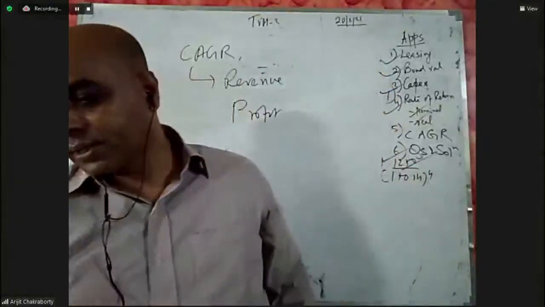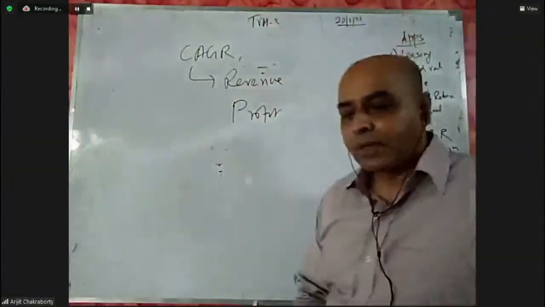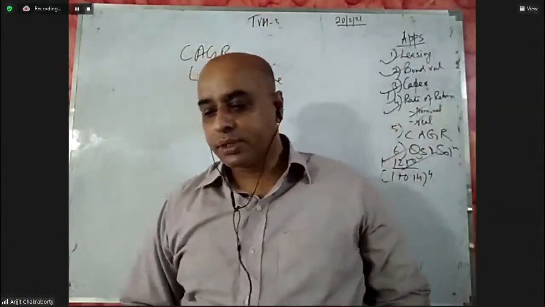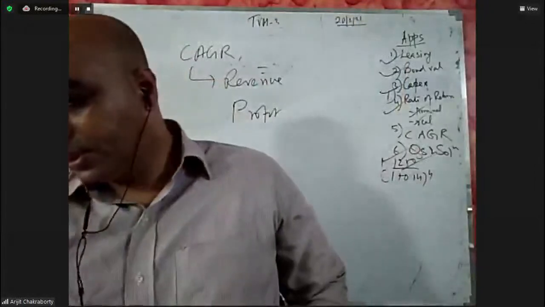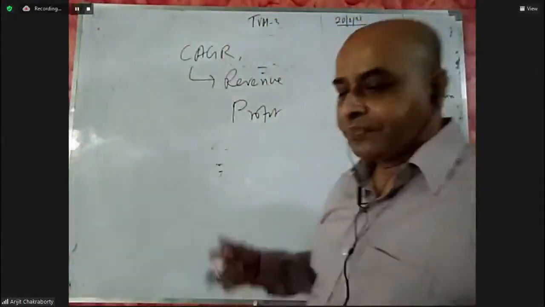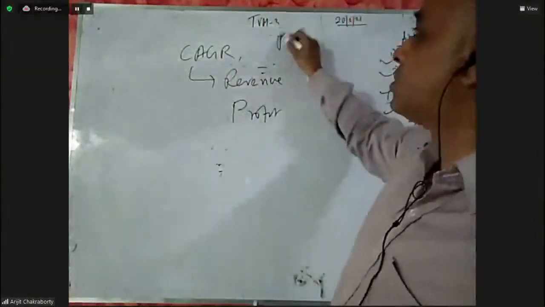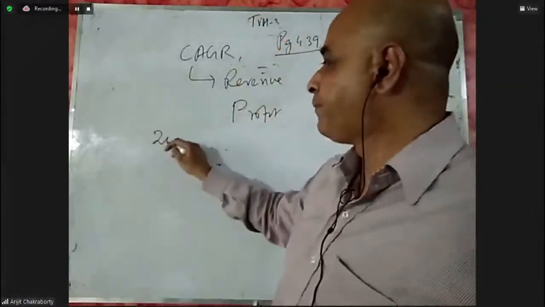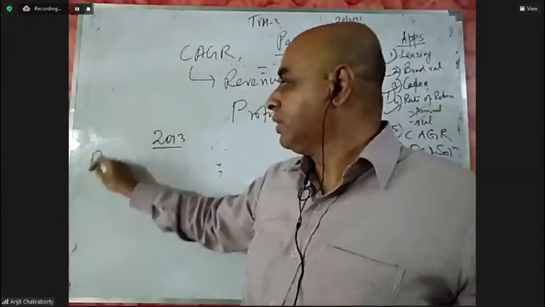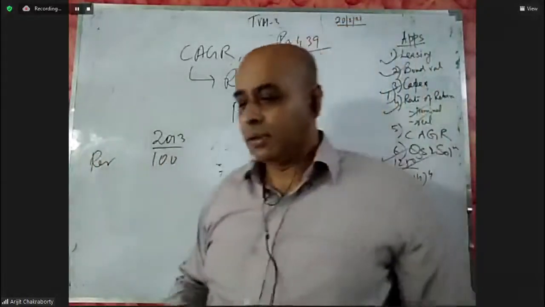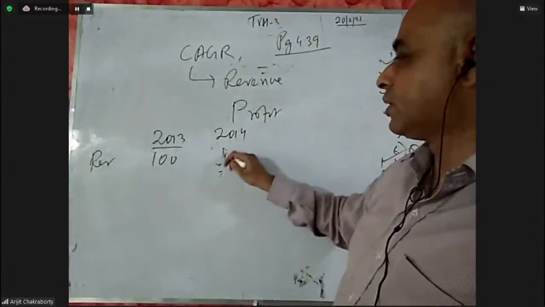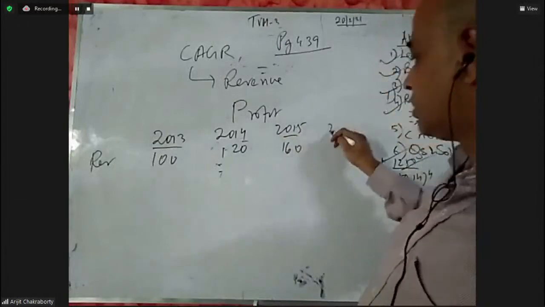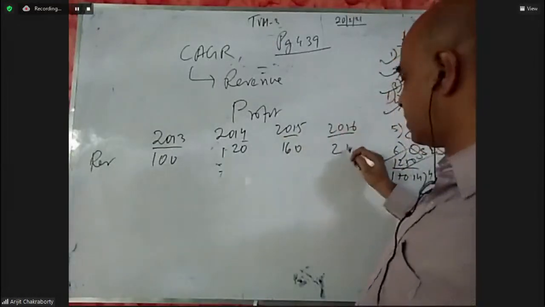And the formula is, let me take the example given in the study material, page 4.39. So say 2013, the revenue of a company is 100. 2014, it is 120. 2015, it is 160, and 2016, the growth has become 210.